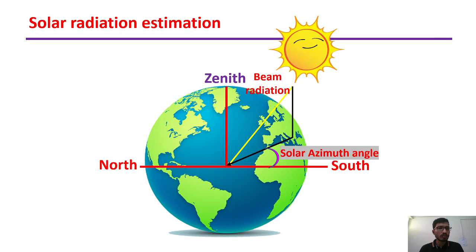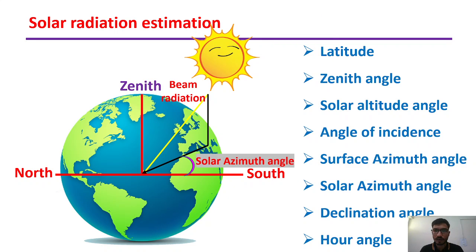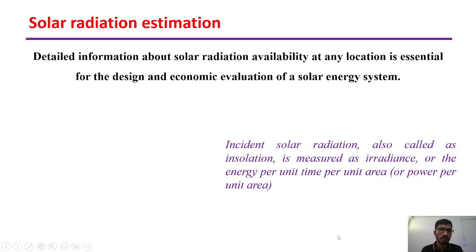So in today's lecture, we are going to see how to estimate the solar radiations at various angles. Previously we studied various angles like zenith angle, solar altitude angle, solar azimuth angle, surface azimuth angle, and their inclination. So the various angles were the latitude, zenith angle, solar altitude angle, angle of incidence, surface azimuth angle, solar azimuth angle, declination angle, and hour angle. So in this session, we are going to study how to estimate the solar radiations.